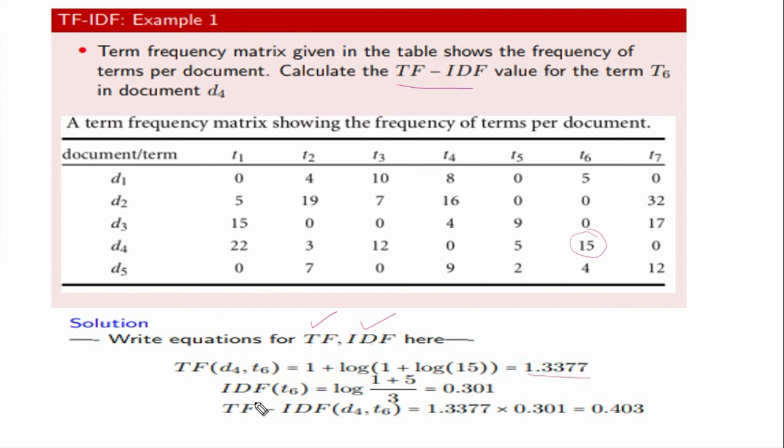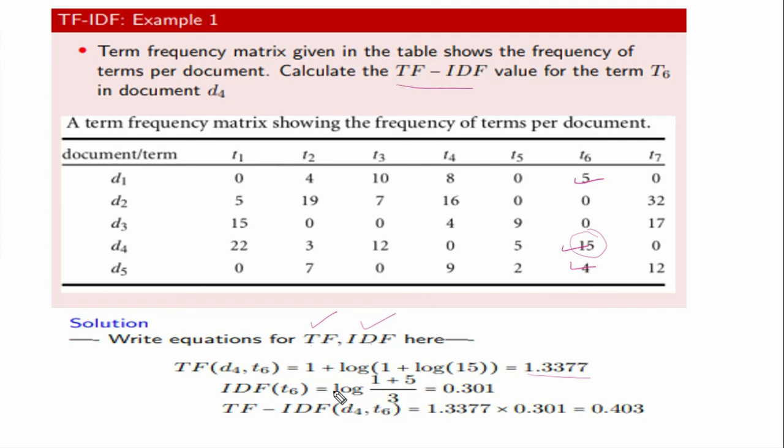You will get 1.3377. Now how to find IDF of term 6? That is equal to log of (1 plus 5) by 3. 5 is how many documents you have here. So 1, 2, 3, 4, 5. So it's 5. And the next one is how many documents contain T6. See, D1 is containing T6, D2 doesn't have, D3 doesn't have, D4 has and D5 has. So it will be written as 3.